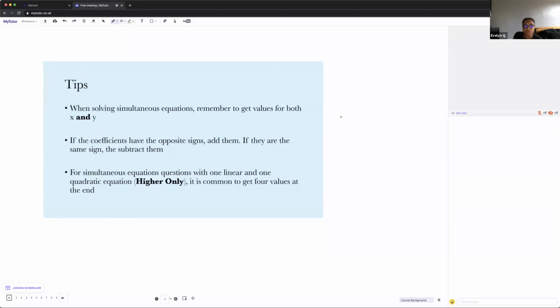So some tips before we get on to Kahoot. When solving simultaneous equations, remember to get values for both x and y. If the coefficients have the same signs, add them. If they are the same, then subtract. And for higher students, you could be asked to solve 1 linear equation and 1 quadratic equation. It is common to get 4 values at the end, so 2 for x and 2 for y.